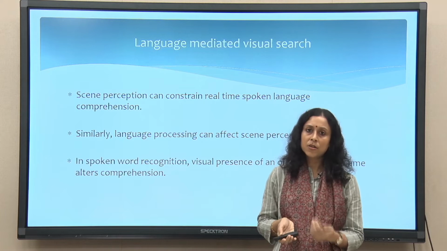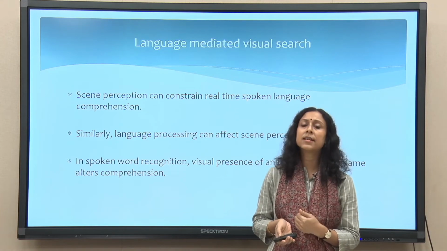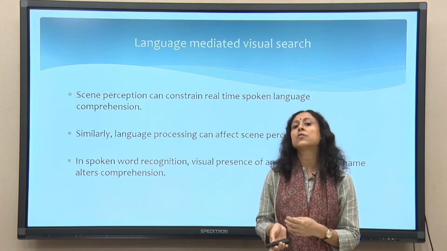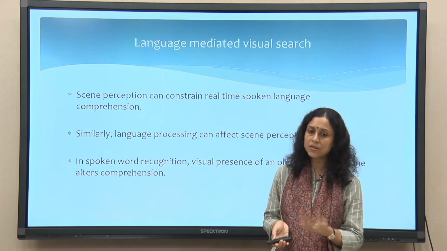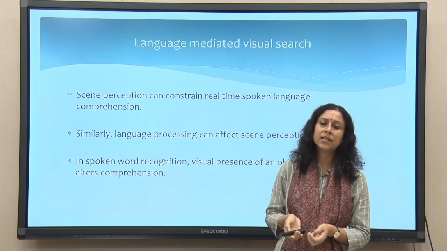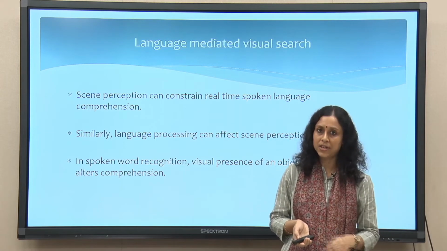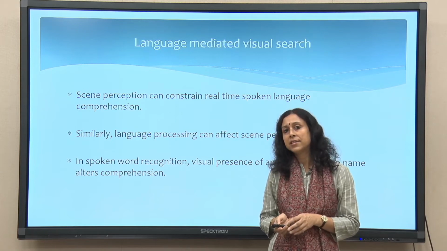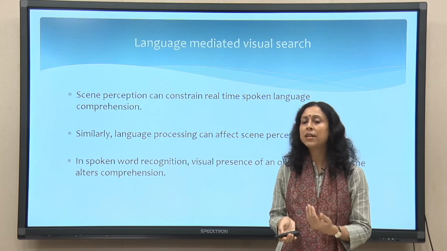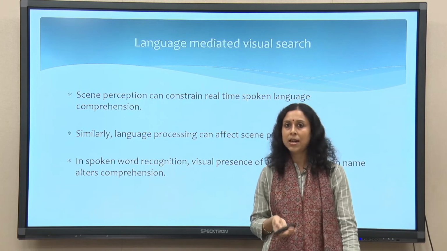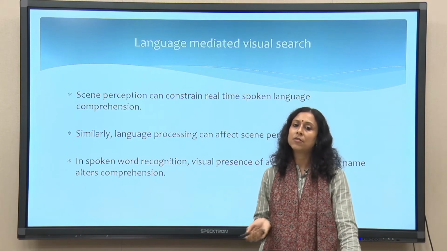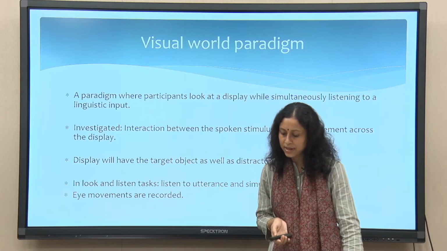In case of word recognition, language processing does not only talk about word recognition, it also talks about word production, sentence generation, sentence comprehension and so on. In the domain of word recognition, the visual presence of an object similar in name alters comprehension. If there is a visual display which is hazy, not clear enough, under the threshold of understanding, and then there is a linguistic input, it helps in comprehending. However, if we tweak that relationship, if it is not representing the object, then it also has a negative impact. We will see it very shortly.